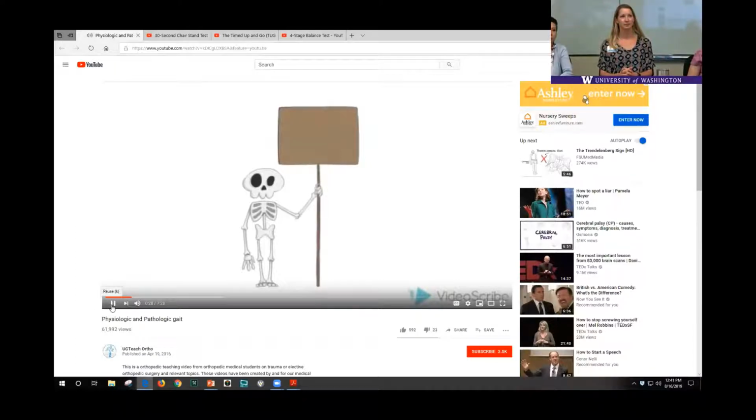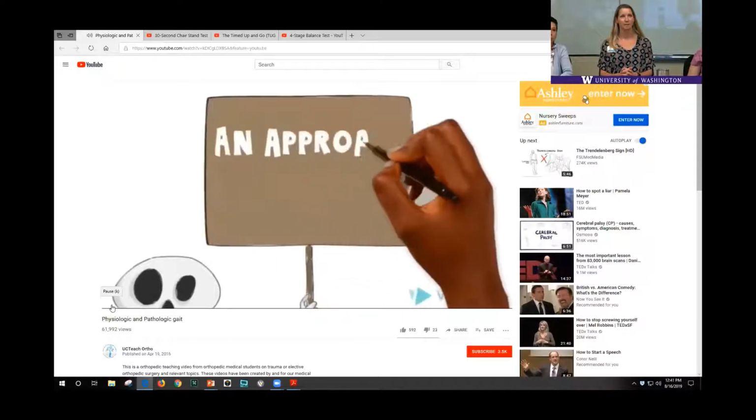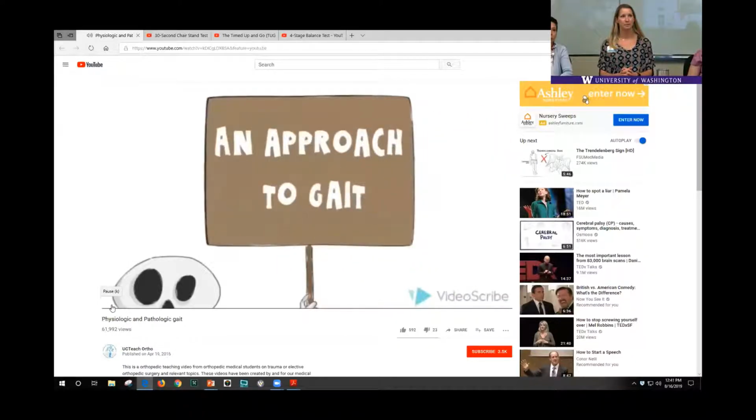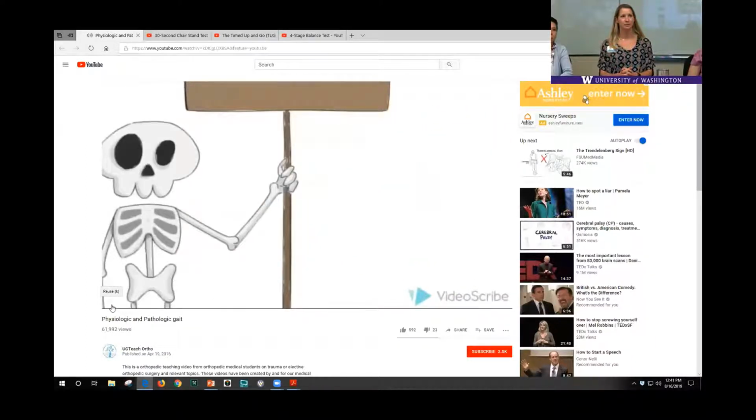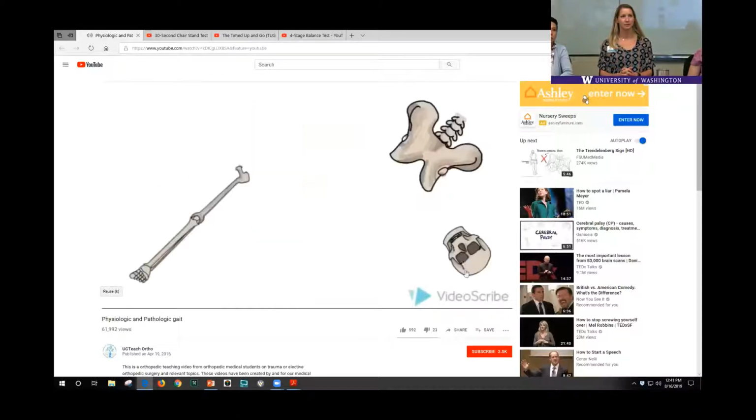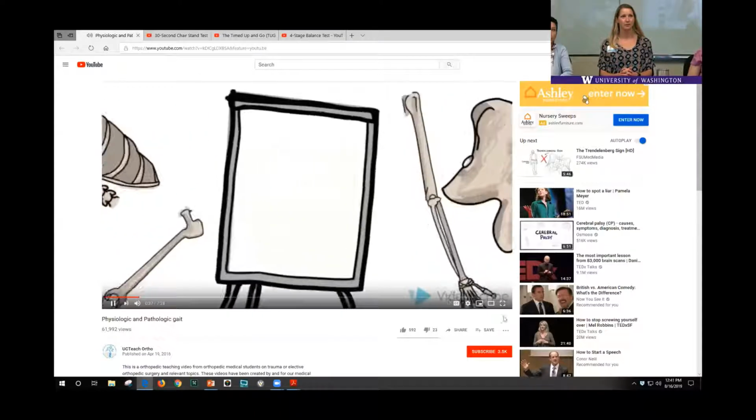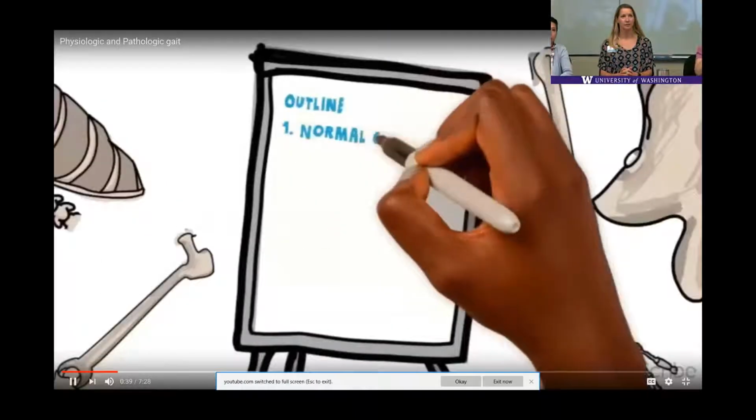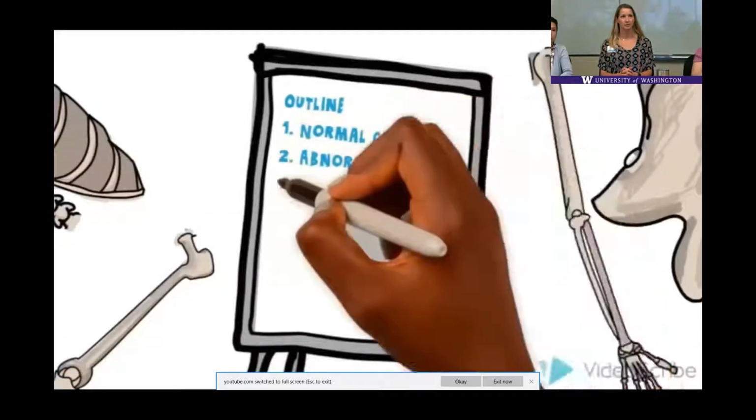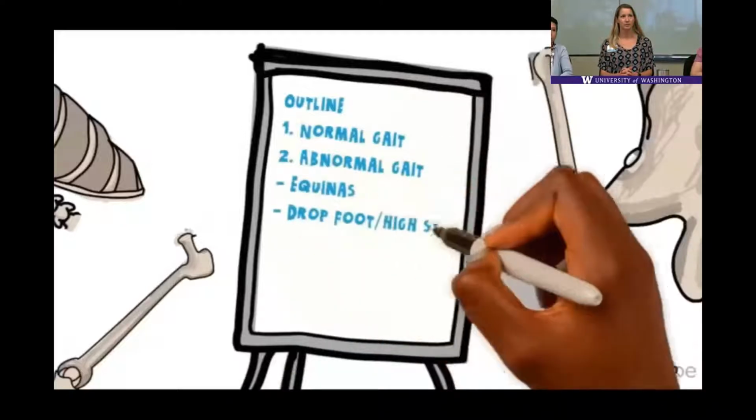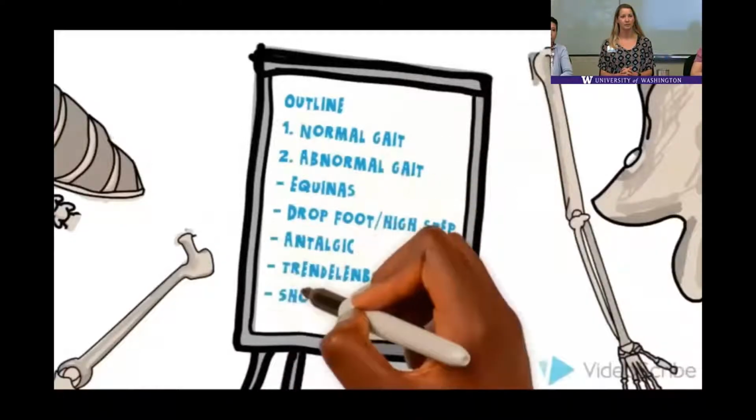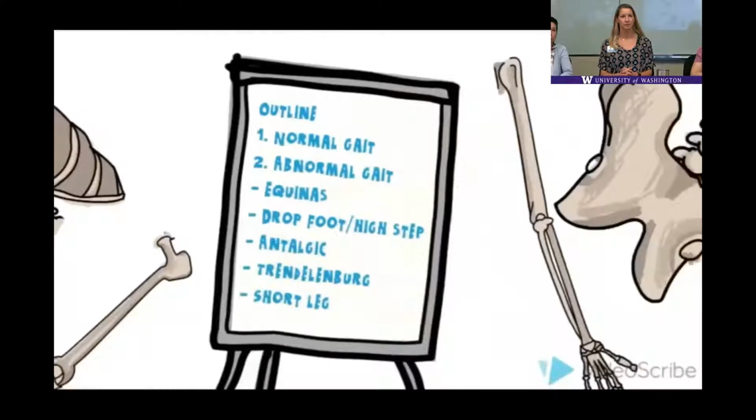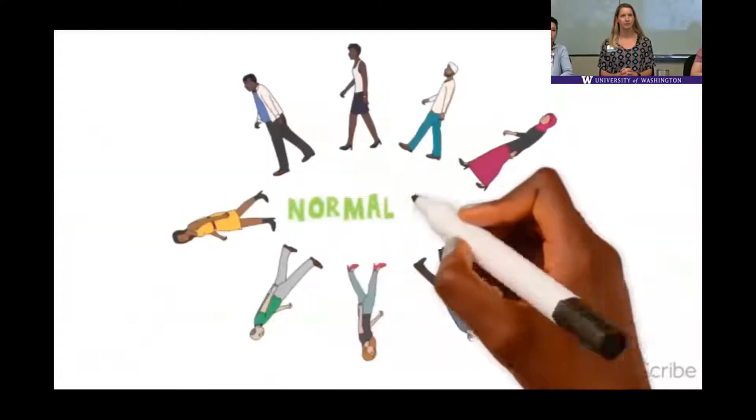In today's tutorial, we will cover an approach to gait. We'll first have a look at normal gait and then cover the following abnormal gaits. So let's kick it off with normal gait.